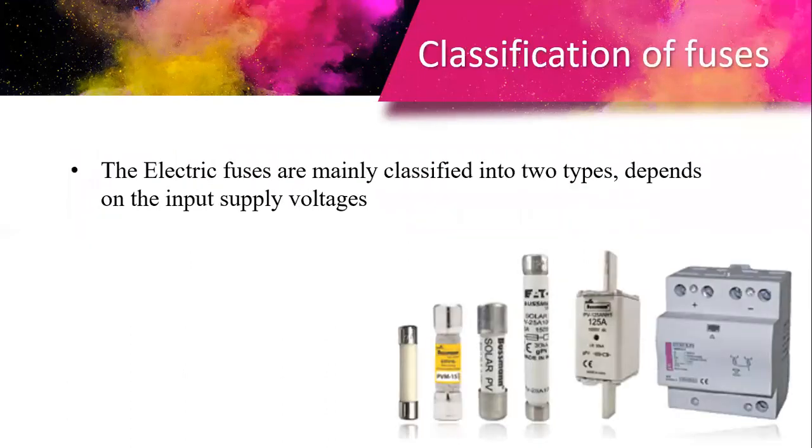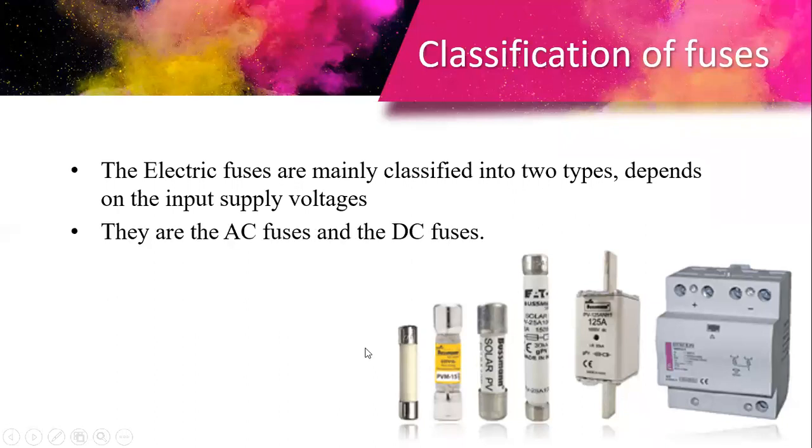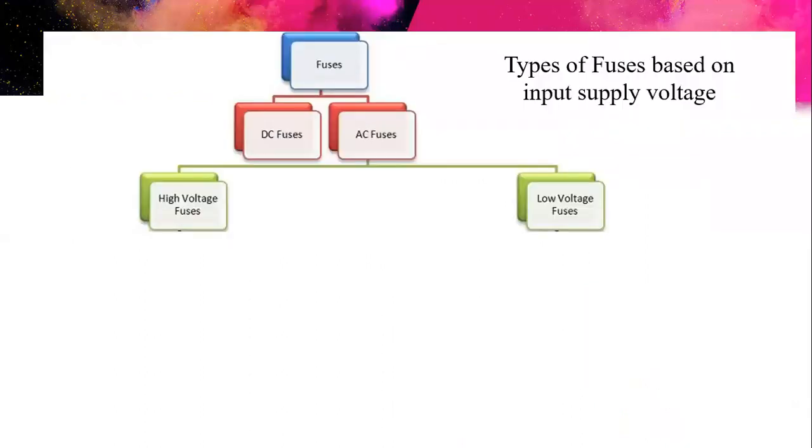Now, classification of fuses. You can see here the electric fuses are mainly classified into two types, depending on input supply voltages. So whether it is LT voltage, HT voltage, high voltage, that is EHT, extra high voltage, and supertension voltages. So these are the fuses. Now they are the AC fuses as well as the DC fuses. Now you can see the classification.